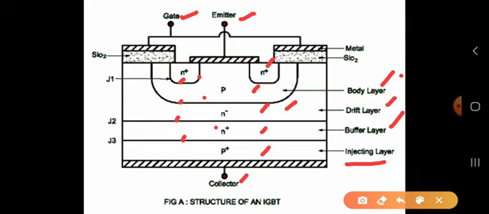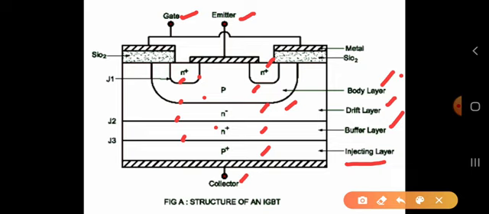And next, the N plus buffer layer. What you are seeing here is called a buffer layer. Some of the IGBTs consist of this N plus buffer layer and some do not. The N plus buffer layer is not necessary for the operation of the IGBT. Usually they take it or leave it.